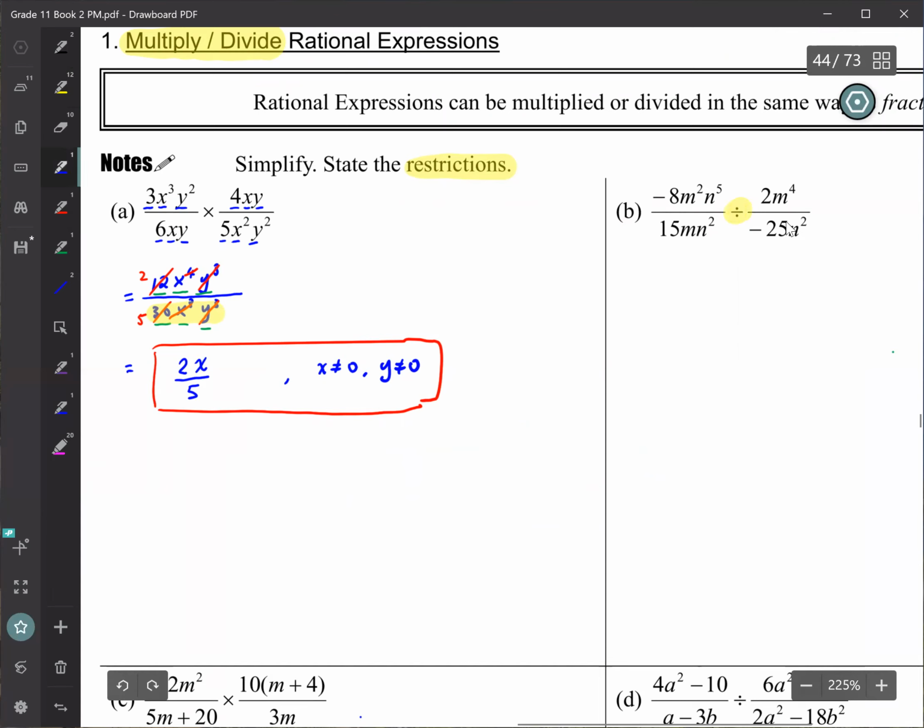So how do we divide fractions? Chris? You multiply by the reciprocal. Okay, so which one needs to flip? The 2m4 over negative 25n squared. Okay, very good. Thank you. So I'm gonna just copy it first.